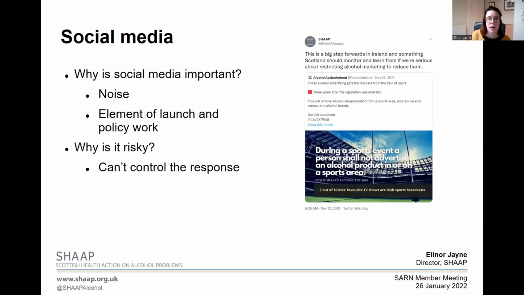Next slide. So then social media is really important throughout all of this work. So it's important at the launch. It can be a way of engaging throughout the launch event and building up that noise. And it can use that with the media to engage with journalists as well. It's also an important part of influencing and policy work, although certainly not the be all and end all. And it isn't risk-free either, so you can't always control the response.